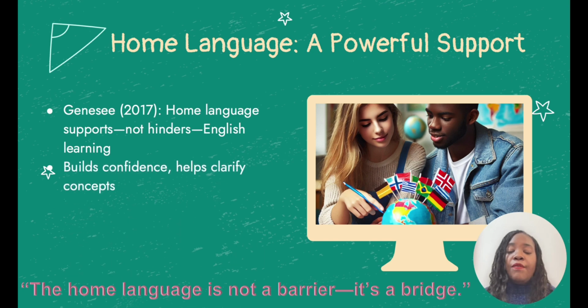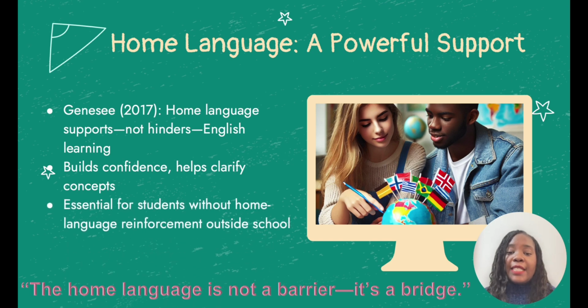This support becomes even more critical for ELL students who live in environments where English dominates and their native language is rarely reinforced outside of school. In such cases, the classroom may be their only opportunity to process new academic knowledge with the help of their L1.